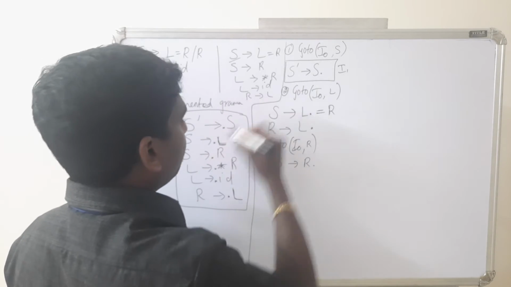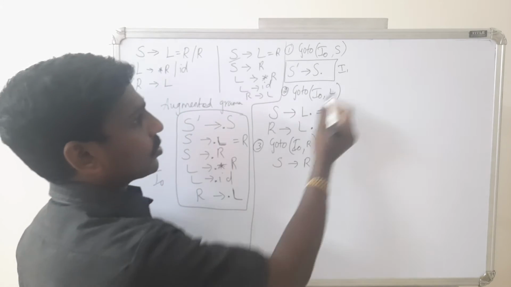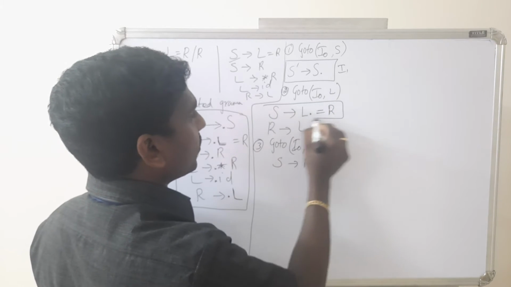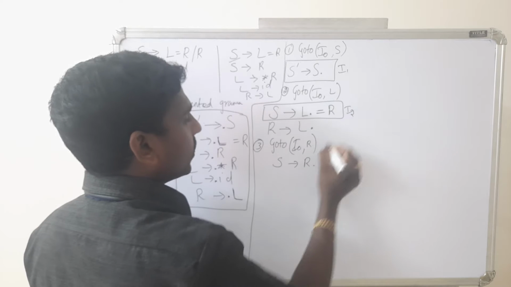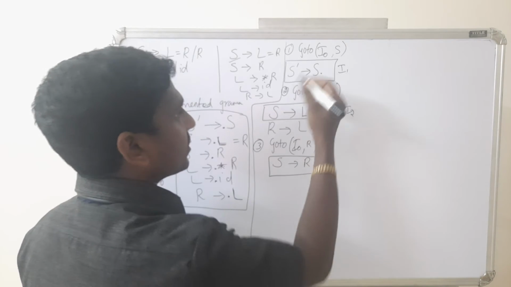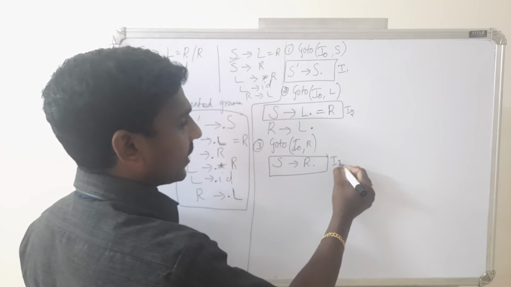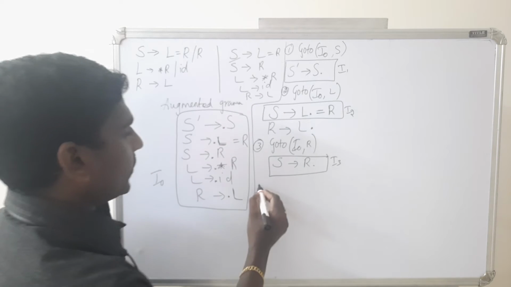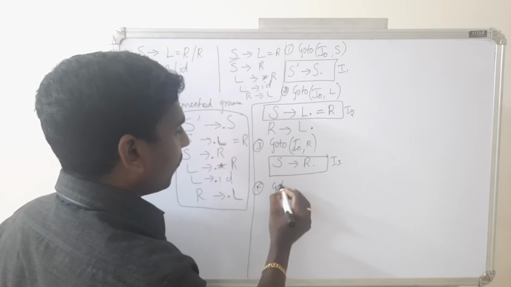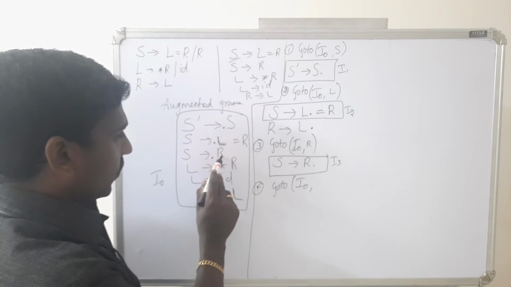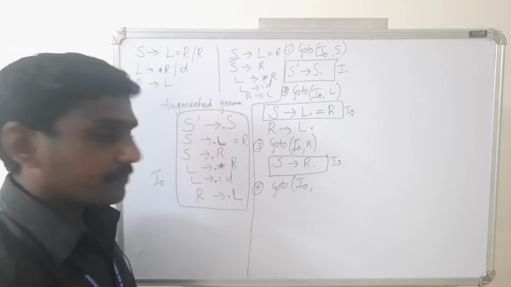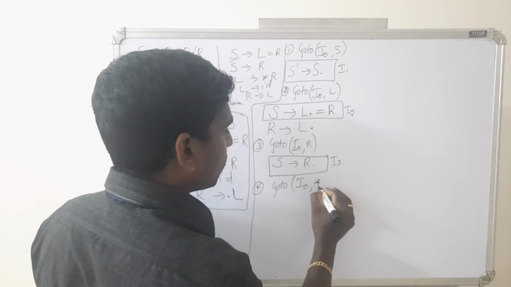So this is different from I0, so I will put I1. This is also different from I0 and I1, so I will put I2. This is also different from I0, I1, I2, so I mark it as I3. Clear? I3. Then the fourth step: Goto of I0 comma R is over. See, S is over, L is over, R is over. Then another one is star. Goto of I0 comma star.